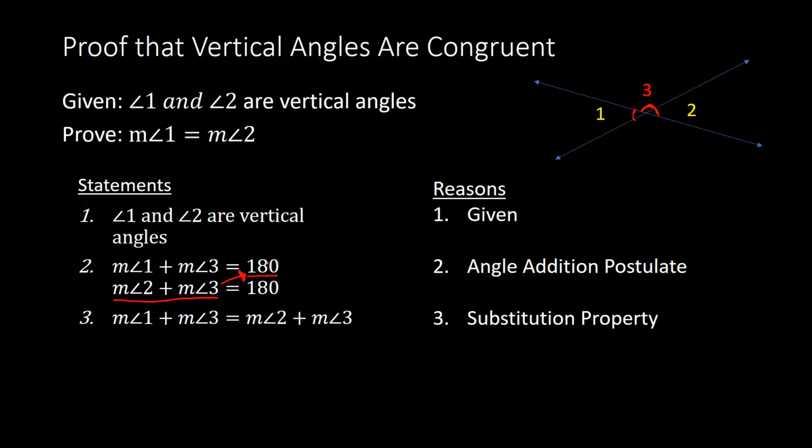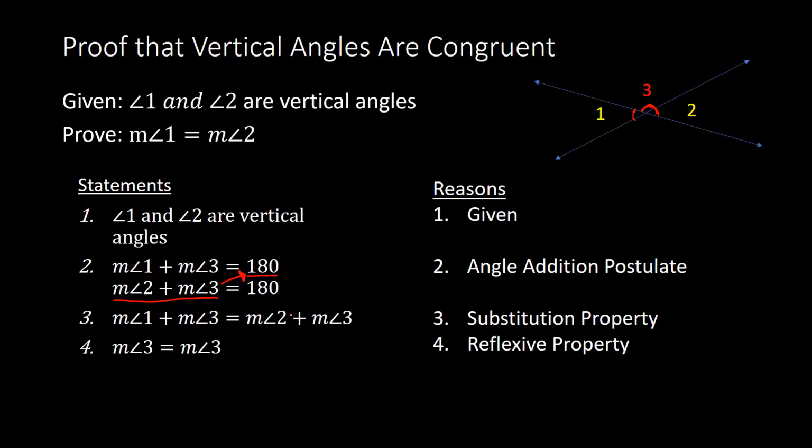Now notice from here, all I need to do is get rid of this measure of angle 3. And then I'd have measure of angle 1 equaling measure of angle 2. So I want to just subtract them from both sides. But before I can subtract them from both sides, because they're not a number that I'm subtracting, I need to first prove, or show in the proof, that measure of angle 3 is indeed equal to itself before I subtract. So we have to say measure of angle 3 equals a measure of angle 3 by the reflexive property.